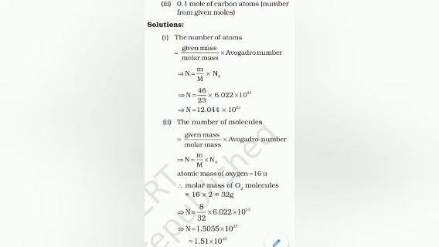In the second case, when an oxygen molecule is there, the number of molecules will come, not atoms. So given mass upon molar mass into Avogadro's number. The given mass is 8 and the molar mass is 32, as the atomic mass is 16 multiplied by 2, we get 32. So finally, substituting all the values, we got the answer 1.51 into 10 raised to 23.